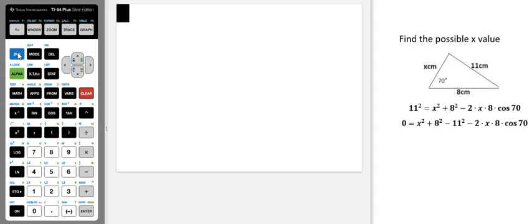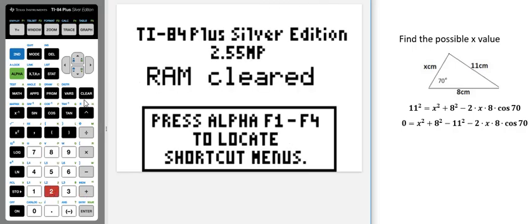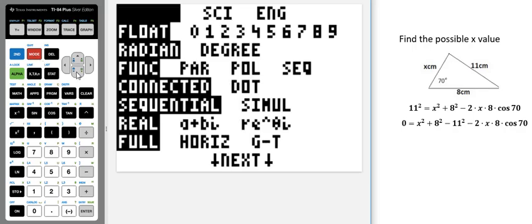First of all, we need to clear the memory. Second, plus 712. Before we plug into the calculator, we know for this equation, cosine 70 is in degrees. So go to mode, and we change radian into degree first.